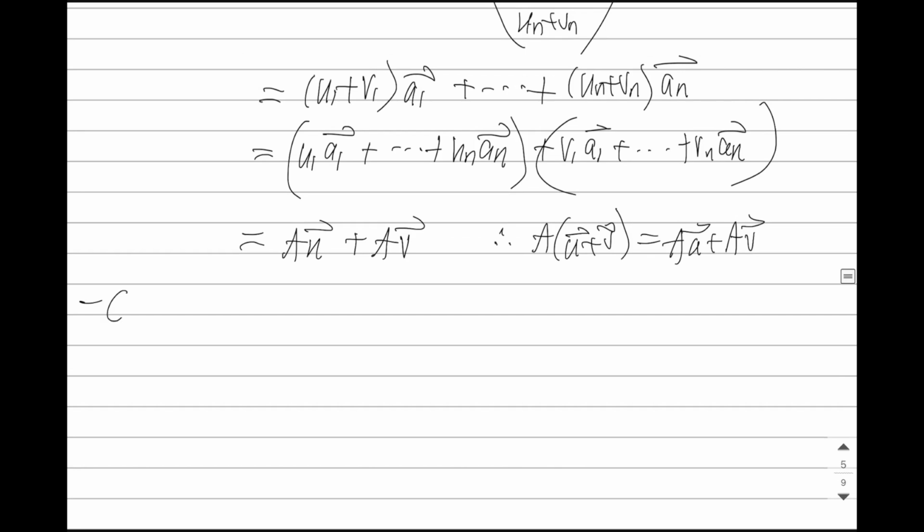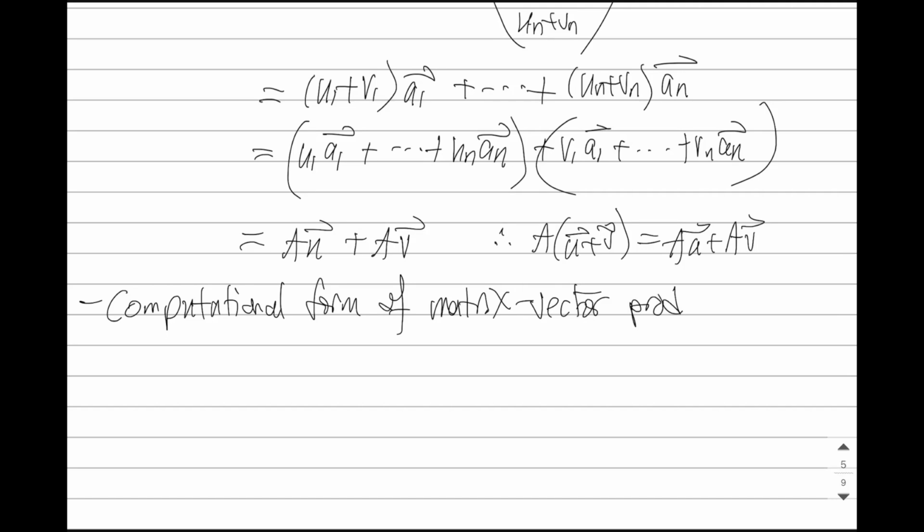There is one last thing that I want to mention, and it's a different way of writing a matrix vector product. So this is what I'm going to call the computational form of a matrix vector product. Now, this is relying on a new idea that isn't written in your book yet. So I'm going to define something called a dot product. We're going to talk about the dot product of two vectors.